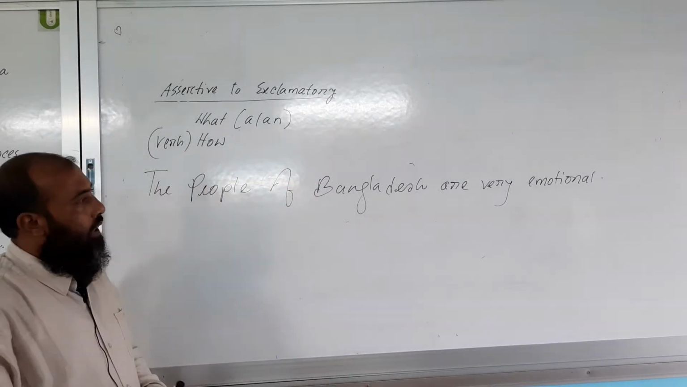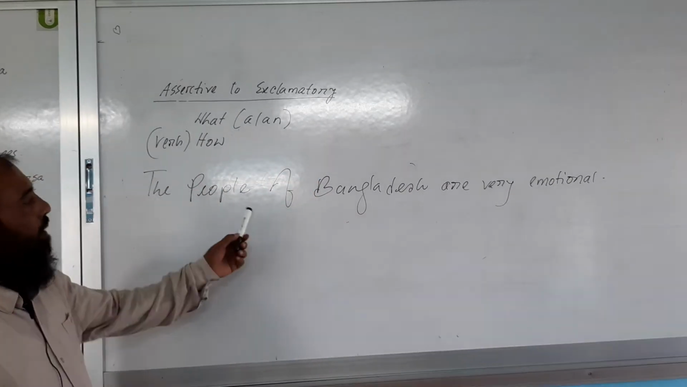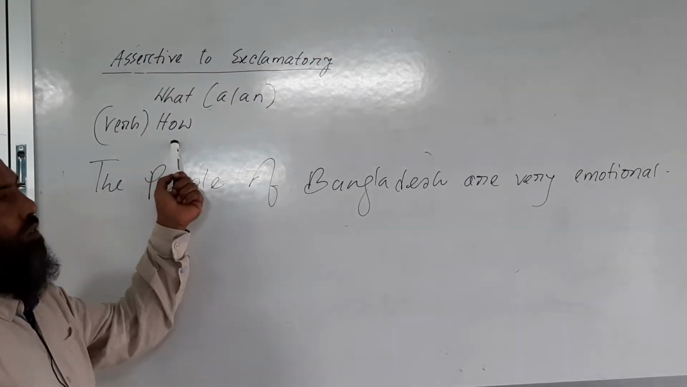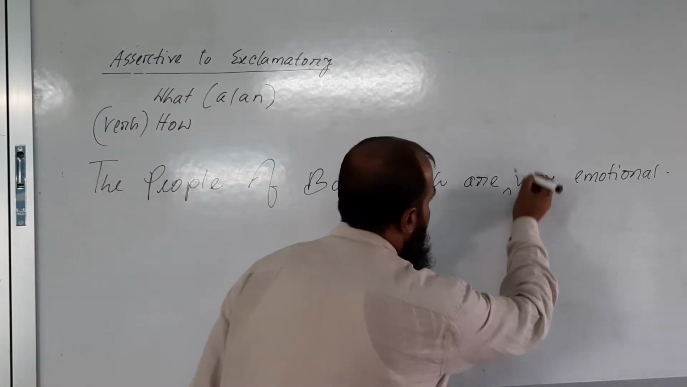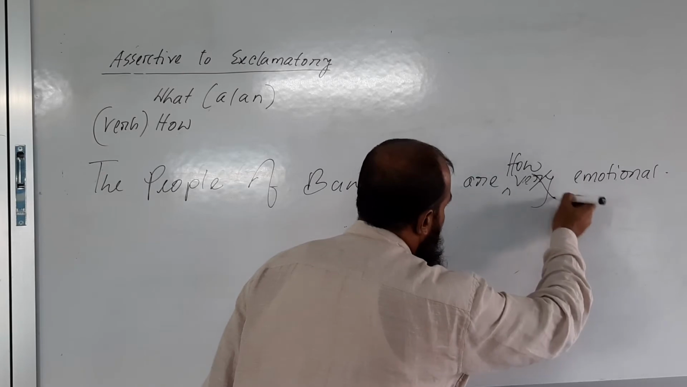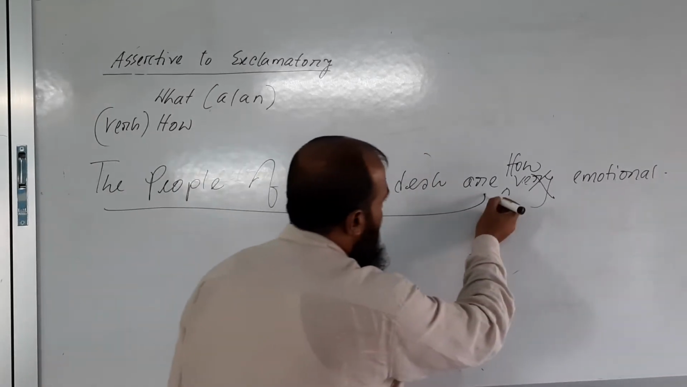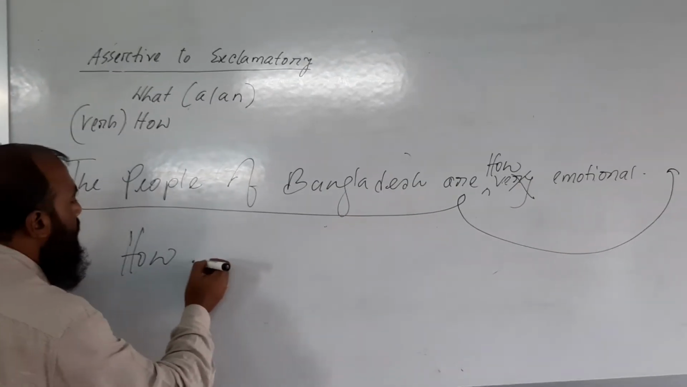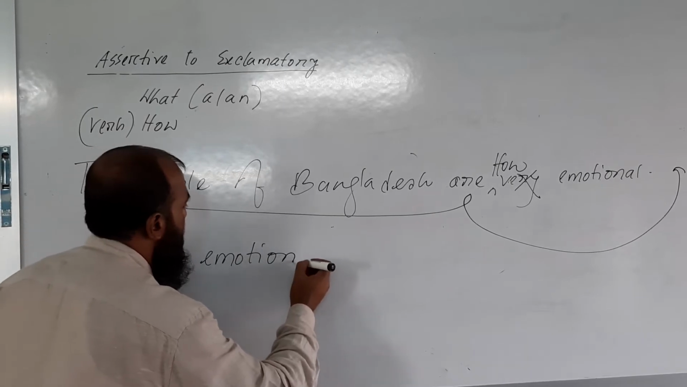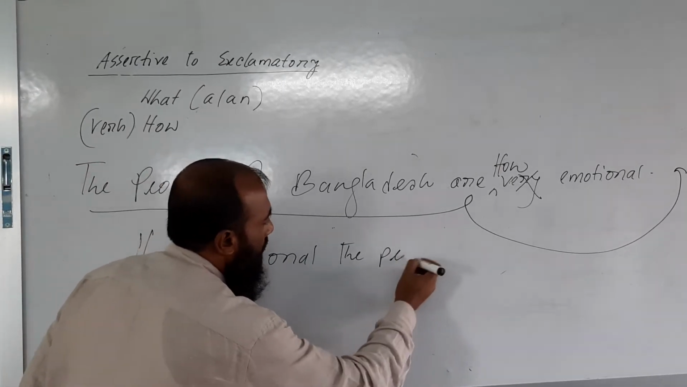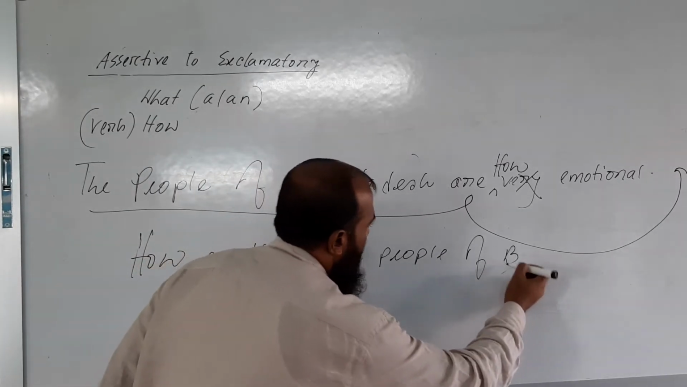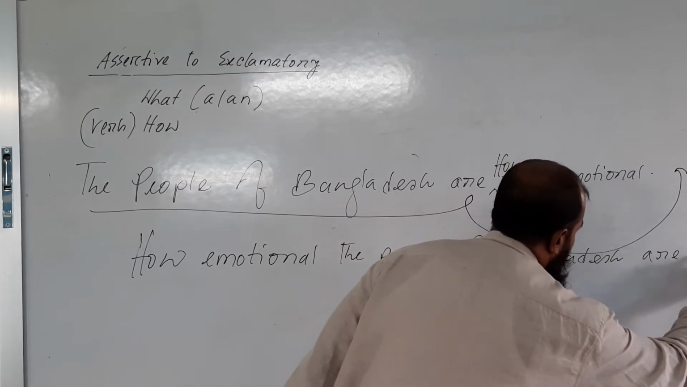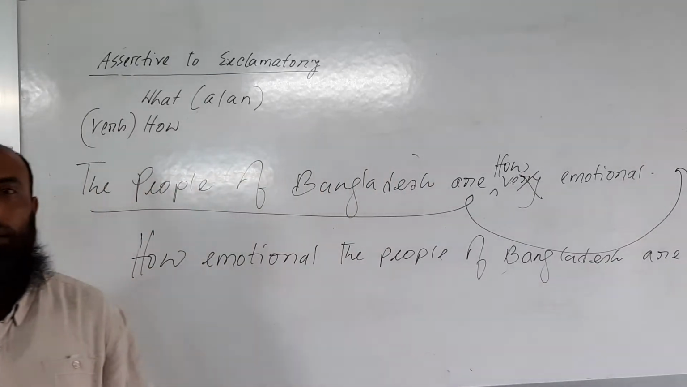The people of Bangladesh are very emotional. Mark carefully, in this sentence there is no article a or an. So you have to use how. But where? After a verb. And the word very should be deleted, and the first part should be used at the end of your answer. So the answer is how emotional the people of Bangladesh are, and note of exclamation. Clear?